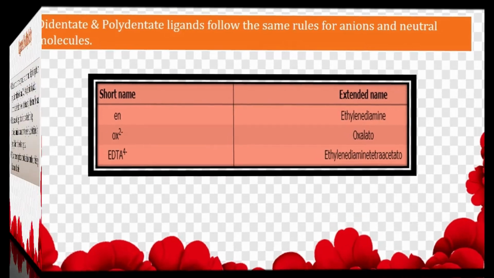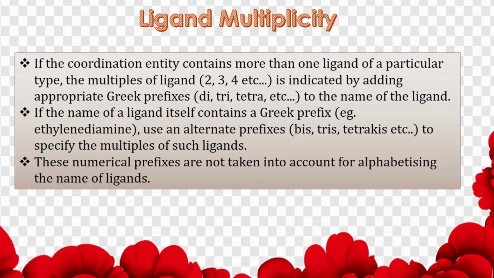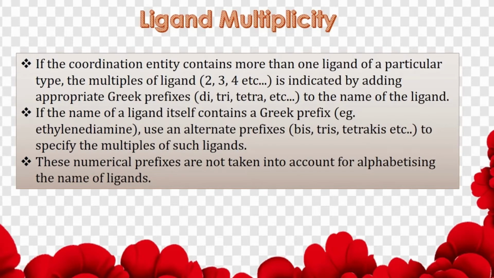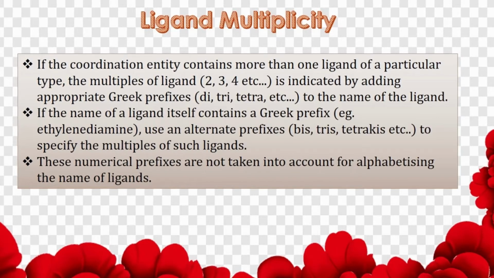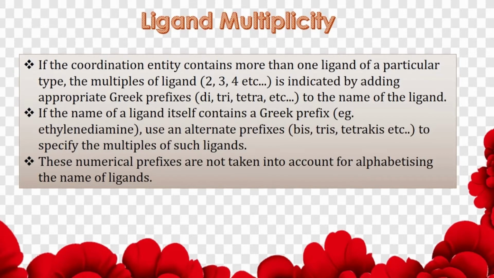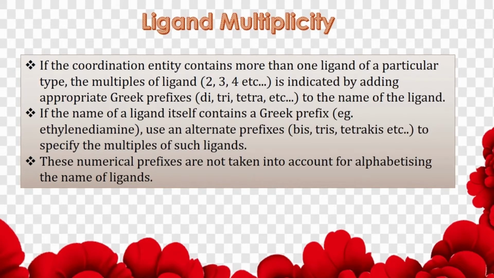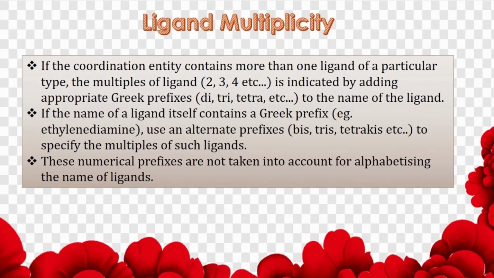And if you take the ethylenediaminetetraacetate ion, its ligand name will be ethylenediaminetetraacetato since it is also an anionic ligand. The next important thing to remember while naming the ligand is that if the same kind of ligand is present more than once, then we use Greek prefixes like di, tri, tetra, etc. to indicate the number of times that the ligand is present in the coordination complex.